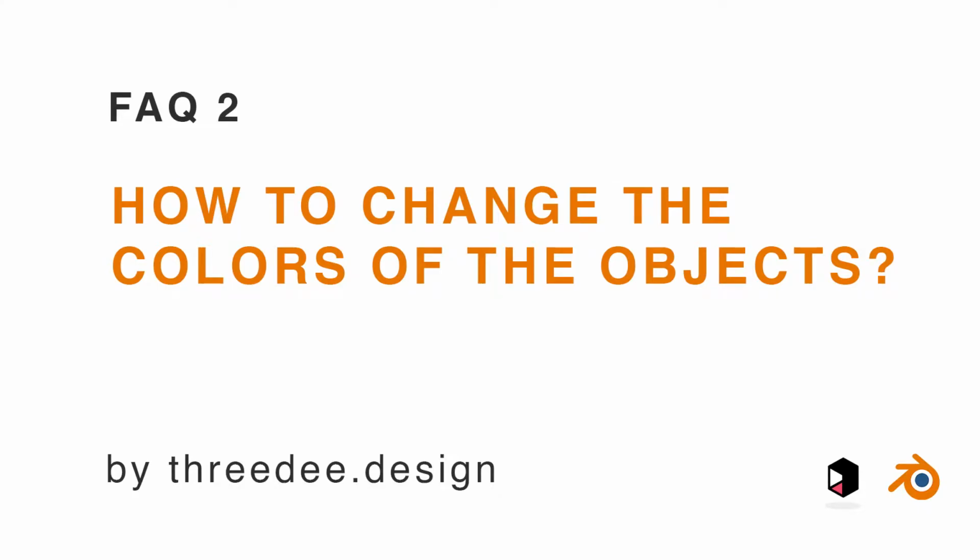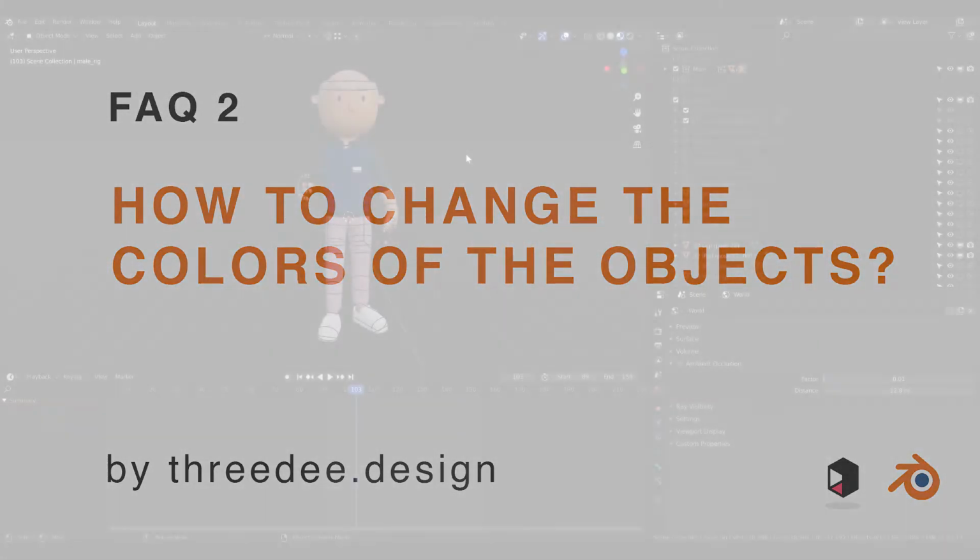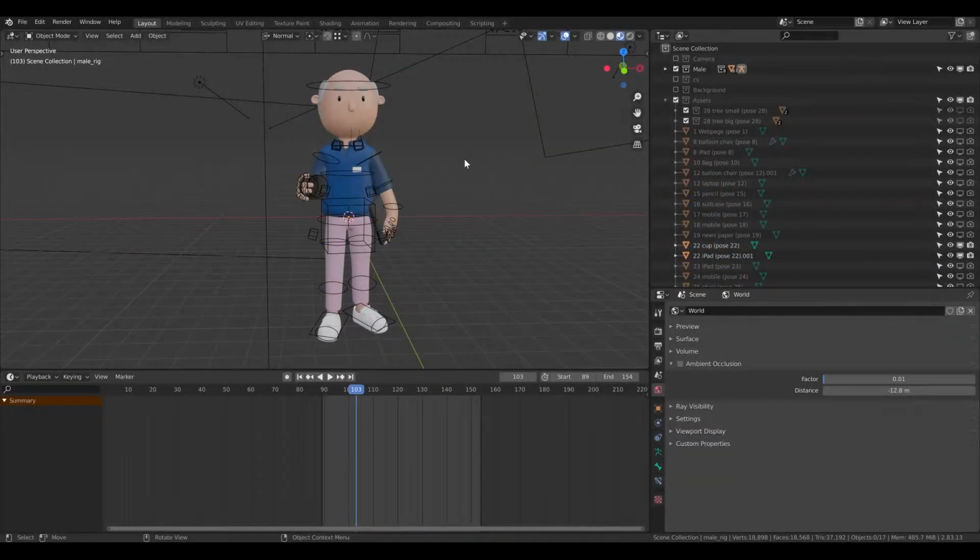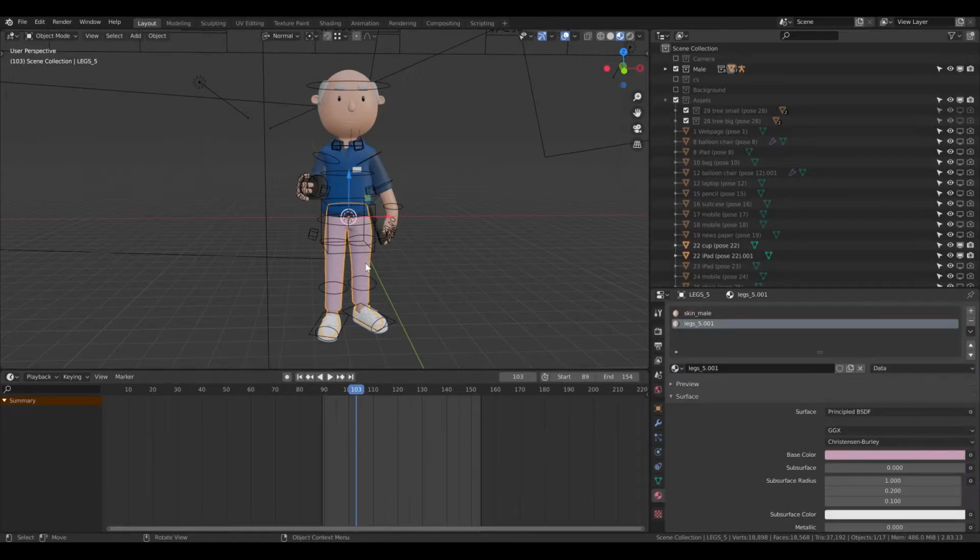In this short video I would like to show you how you can change the color of the object, or the color, for example, of the legs. First of all, which is the most important thing, you need to be in the object mode. So not in the edit mode or pose mode, in the object mode. Then you need to click on the legs or on any other object you want to change the color of.